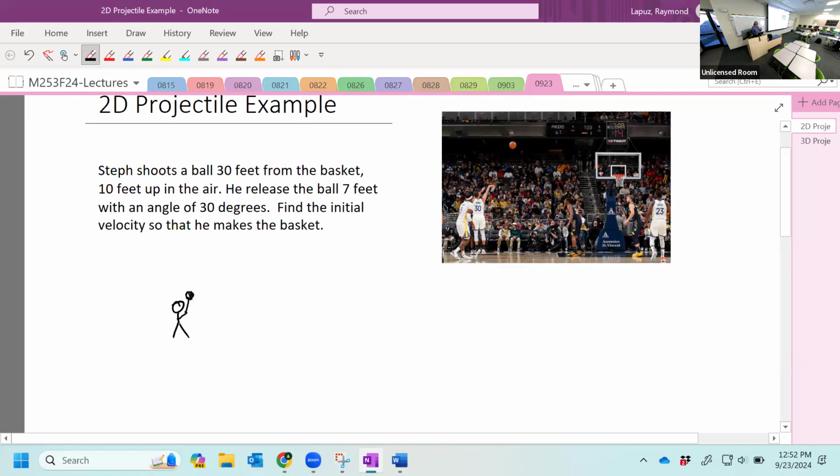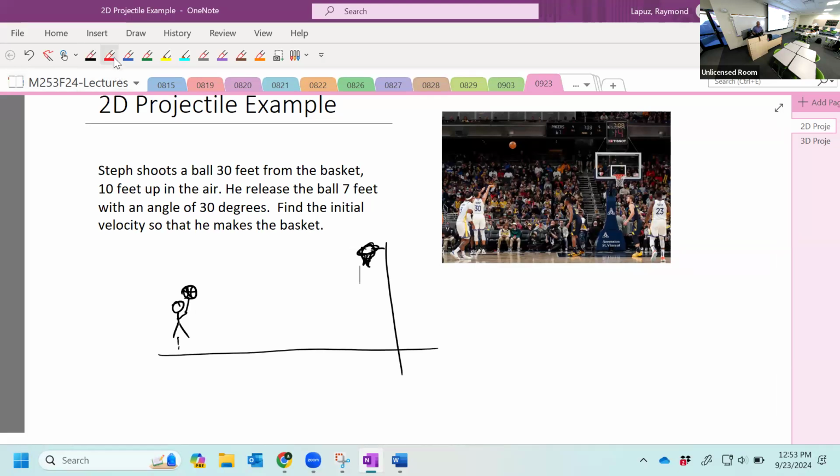Basketballs, are they usually bigger than your head or smaller? They're bigger, right? So that's your basketball. Shooting jumps up, I'm assuming. And here's the basket. So that's your general setup.